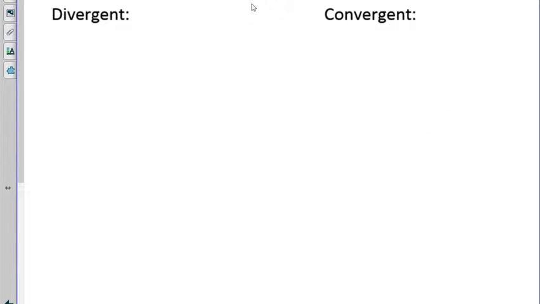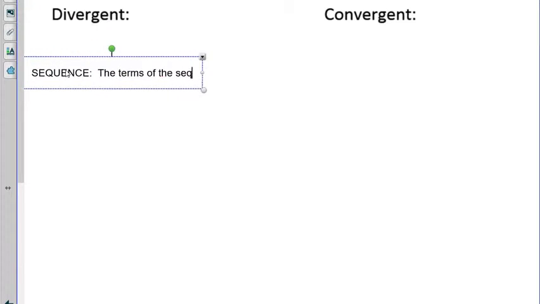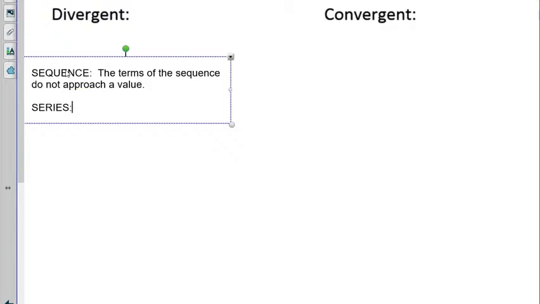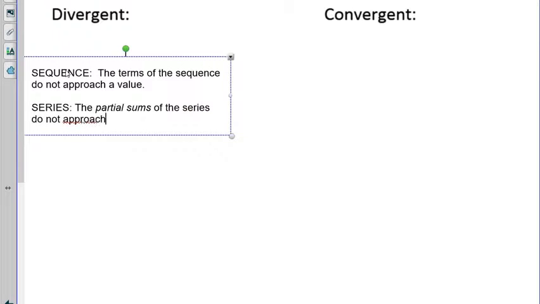Okay, so some of the things that we're interested in are what it means for something to be divergent versus convergent. And we want to talk about it both as a sequence as well as a series. So if a sequence is divergent, it just means that the terms of the sequence do not approach a value. If we're talking about a series, it means that what we call partial sums of the series do not approach a value.